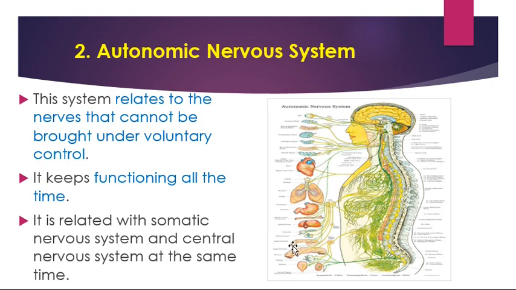Autonomic nervous system. This system relates to the nerves that cannot be brought under voluntary control. It keeps functioning all the time. The autonomic nervous system keeps functioning all the time. It is related with the somatic nervous system and the central nervous system at the same time.